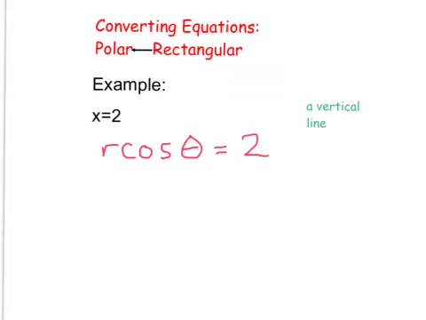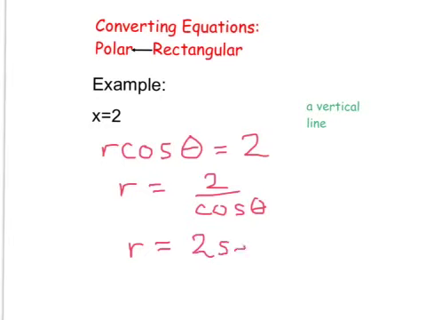Simple substitution. Now, once again, going back to what we were talking about earlier, our graphing calculator is generally going to have it solve for r, so I'm going to go ahead and divide both sides by cosine to find that r is equal to 2 over cosine. That would be all right. I'm going to take it one step further and say that since 1 over cosine is secant, I could write this as 2 times the secant of theta.